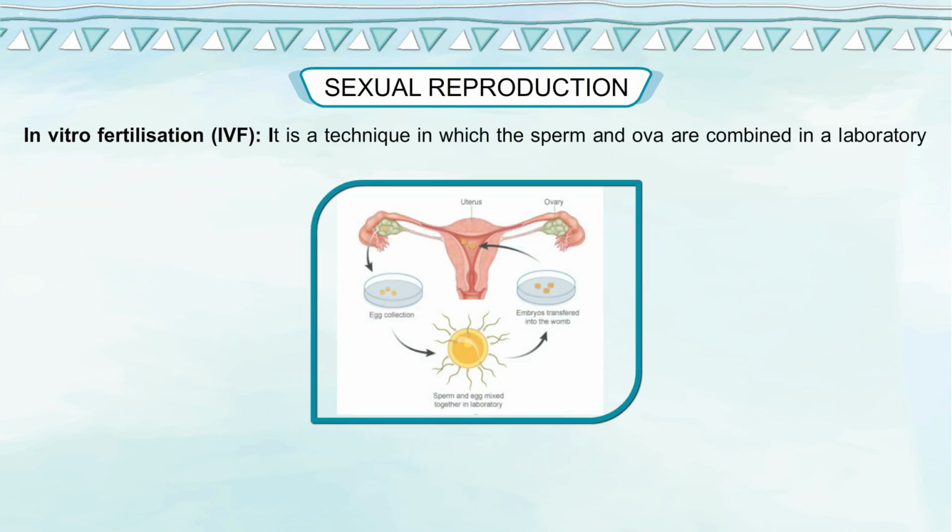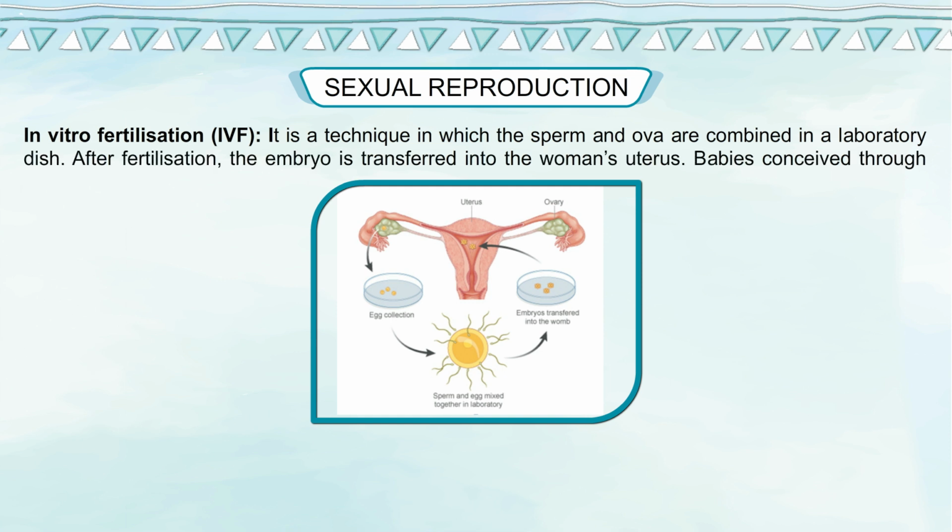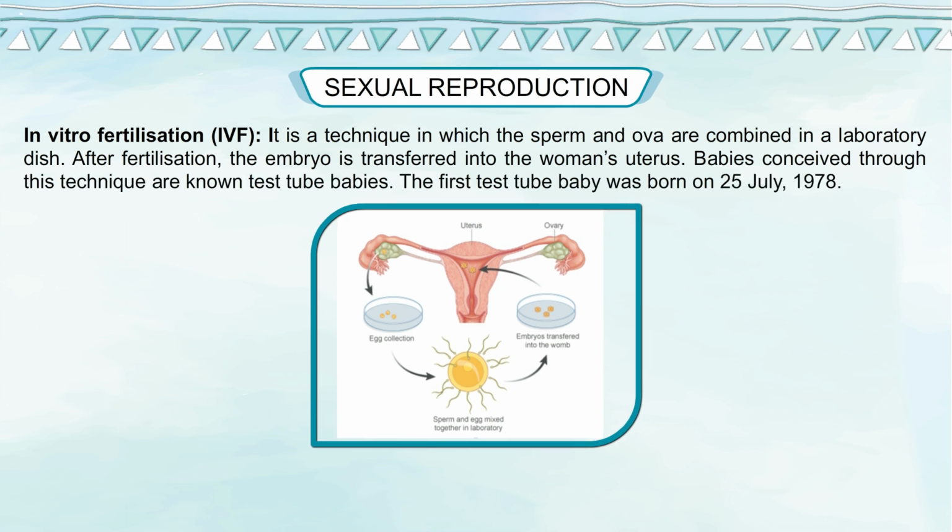In vitro fertilization, IVF, is a technique in which the sperm and ova are combined in a laboratory dish. After fertilization, the embryo is transferred into the woman's uterus. Babies conceived through this technique are known as test tube babies. The first test tube baby was born on 25th July 1978.